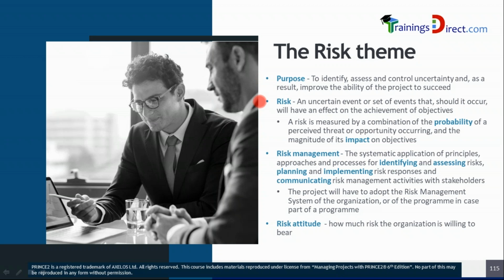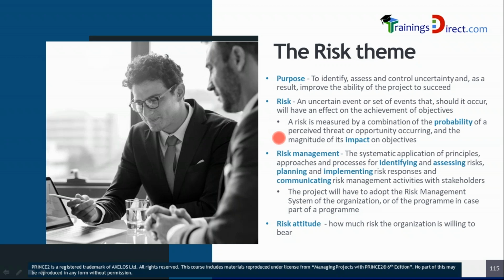What is a risk? An uncertain event or set of events that, should it occur, will have an effect on the achievement of objectives. As an example, there could be an increase in price of labor or raw materials during the course of the project. If this is assessed and identified early, then certain actions may be taken to procure materials early before the prices increase. A risk is measured by a combination of the probability of a perceived threat or opportunity occurring and the magnitude of its impact on the objectives.